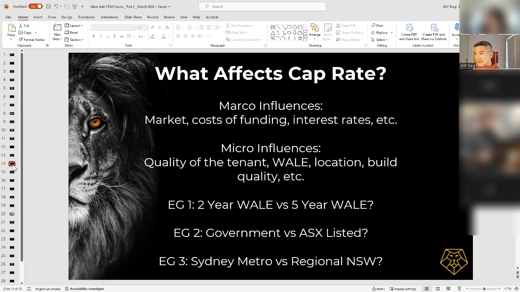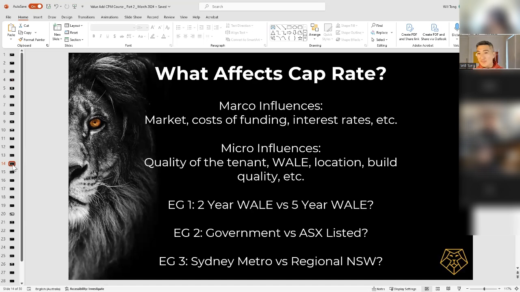All right, question number 2. Again, guys, I love your answers. If you're presented with exactly the same property, one is leased to a government department, let's say Centrelink, and the other is leased to an ASX listed company, which one do you think would have a lower cap rate? I would say the government. Government. Yep. You will probably be right. Even though an ASX listed company is high quality, the government, particularly the Australian government, is going to have a AAA rating.